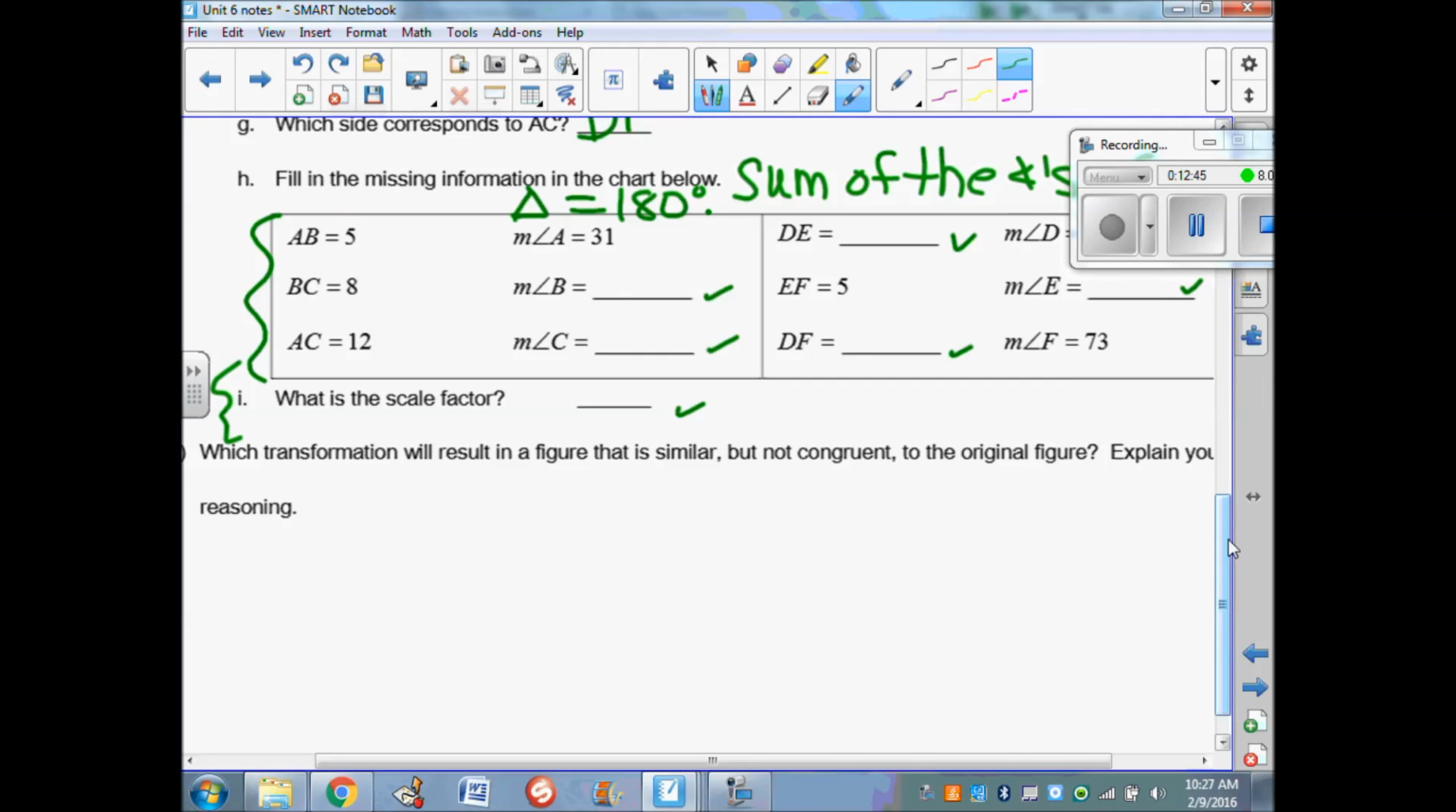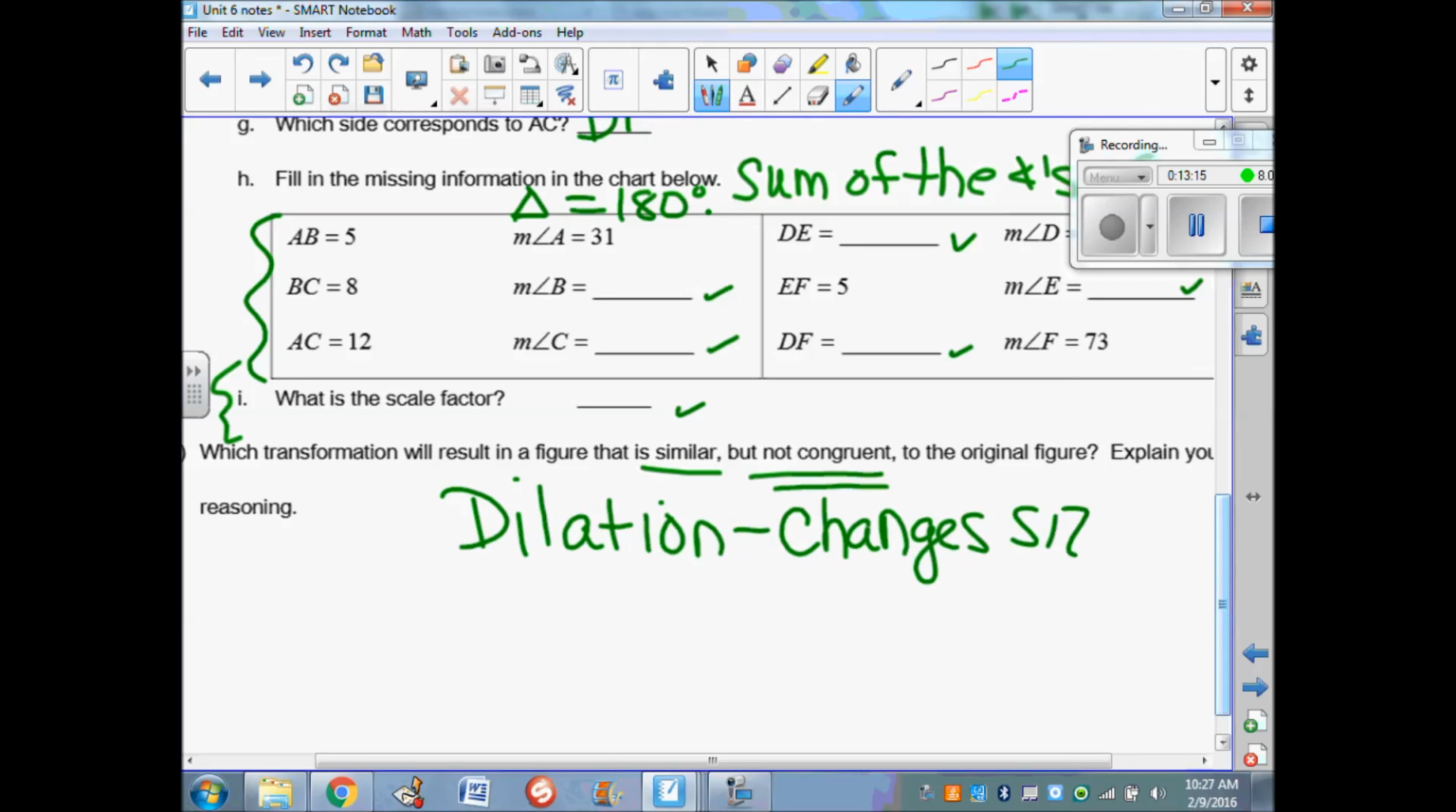Which transformation will result in a figure that is similar but not congruent to the original figure? Then explain your reasoning. So in other words, similar means same shape, different size. Which transformation changes the size but not the shape? Okay? Dilation changes size but not the shape.